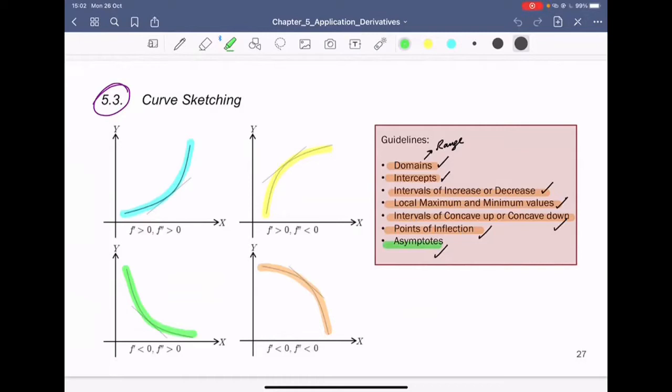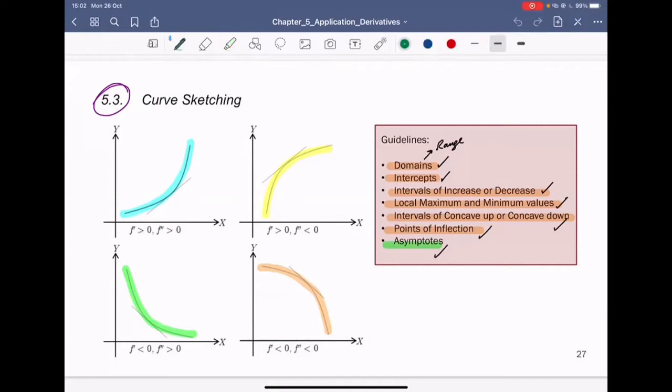So let's do a review first, and then we're gonna do examples in 5 minutes. So for section 5.3 curve sketching, last time we did one example. You can see that to graph the function, you need so many components. The ones that you need are going to be domain, intercepts, intervals of increase or decrease, local max and local min.